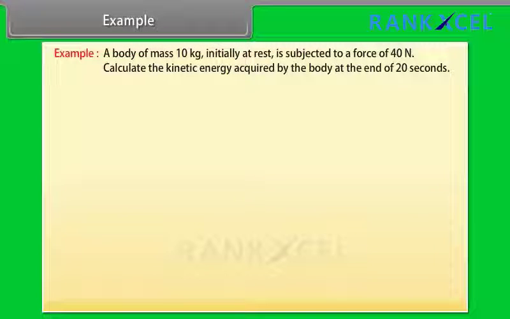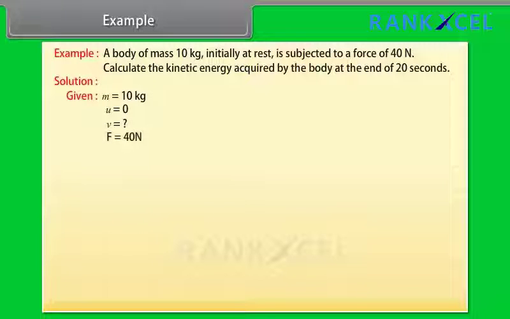Example. Let's take an example of kinetic energy. A body of mass 10 kg initially at rest is subjected to a force of 40 Newton. Calculate the kinetic energy acquired by the body at the end of 20 seconds. Let's see the solution. Given values are m = 10 kg, u = 0, F = 40 Newton, t = 20 seconds.